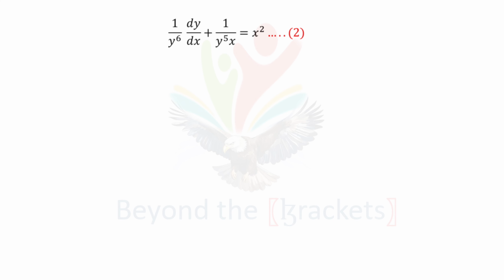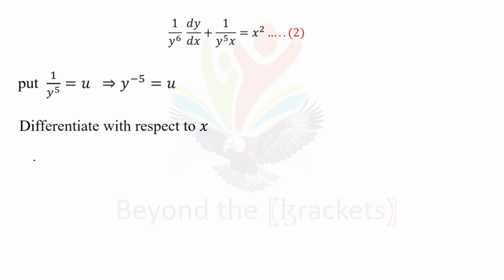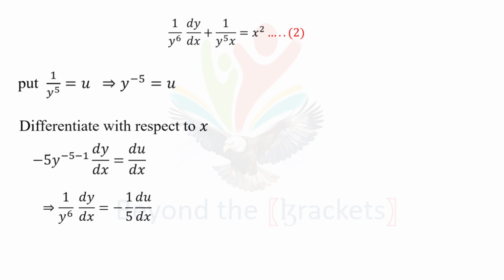Now in the second step, we identify the y term that comes with x and that is taken as u. So we get 1 by y power 5 is equal to u. Although this relation involves u and y, differentiation is always performed with respect to x. Differentiation of y power minus 5 will be minus 5 into y power minus 5 minus 1 dy by dx is equal to differentiation of u, which will be du by dx. When we simplify the differentiated term, our aim is to get the value of this term. So 1 by y power 6 dy by dx is equal to minus 1 by 5 du by dx.